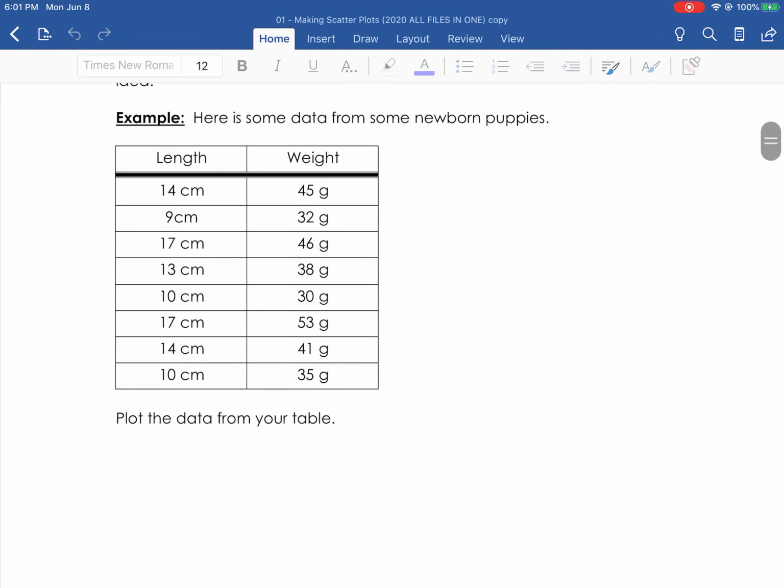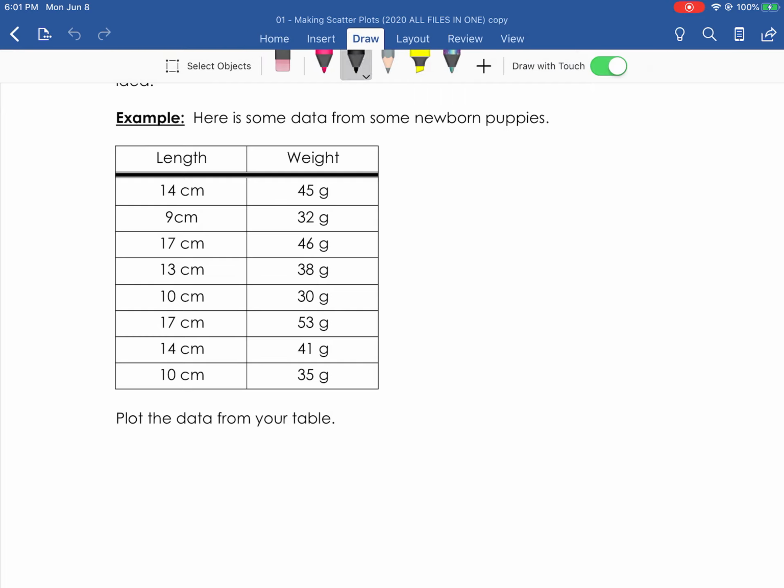So for now, a quick example to show what a scatterplot looks like. Here's some data taken from some newborn puppies, and the lengths and weights are given there. Now, we talked about independent and dependent variables in another chapter. The facts are, independent and dependent is way easier than what we've been applying and way harder at the same time. It's something you have to experience first. You actually have to do some experiments in science before independent and dependent will become clear.